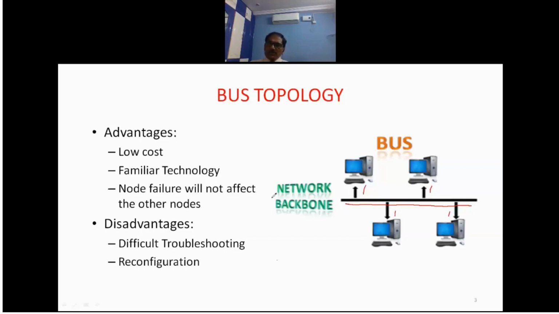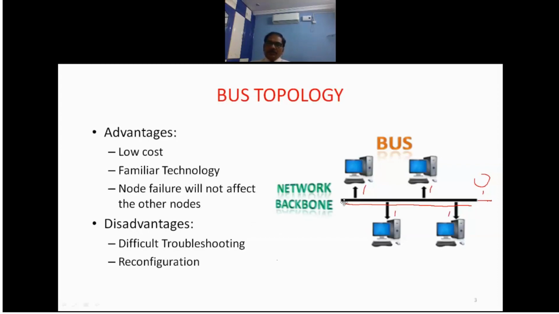And if I want to add one more system, simply I can extend this backbone. I can extend the backbone and I can have a drop cable and I can connect another system I want. Likewise, I can extend the network. So the expansion of the network is easy in this particular case.